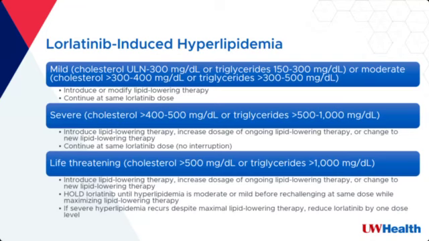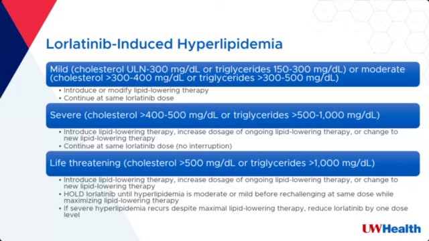So I mentioned that lorlatinib induced hyperlipidemia. There is data with good guidance on how to manage this. For patients with mild or moderate hyperlipidemia, we recommend introducing or modifying lipid-lowering therapy, but you can continue lorlatinib at the same dose, and there's a pretty high threshold for that. For patients with severe elevations in cholesterol or triglycerides, we want to introduce lipid-lowering therapy if that's not already on board, either increasing the dosage or adding a new lipid-lowering agent. And we can still continue lorlatinib at the same dose. Pfizer does not recommend any dose interruptions or decreases at this point.